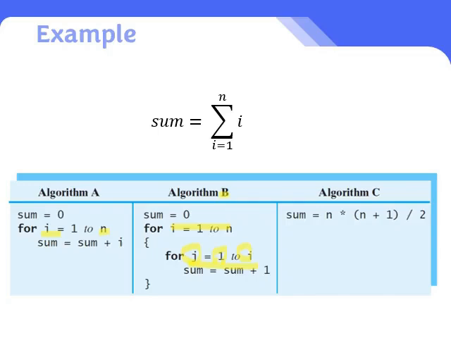The third friend, C, is really smart. After thinking about the calculation, they realized that adding up the numbers from 1 to n is, in the end, always the same as multiplying n by n plus 1 and then dividing by 2. So they made and used this formula.